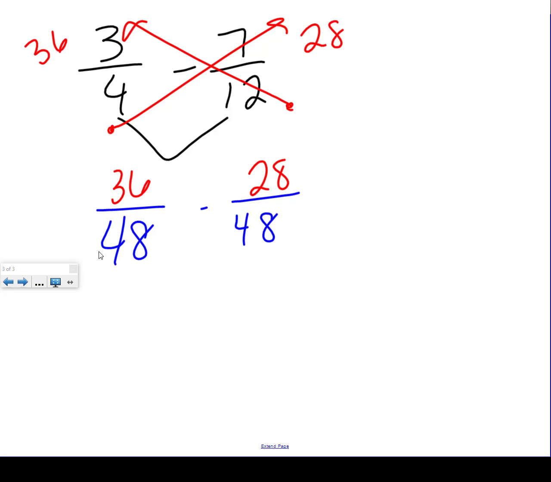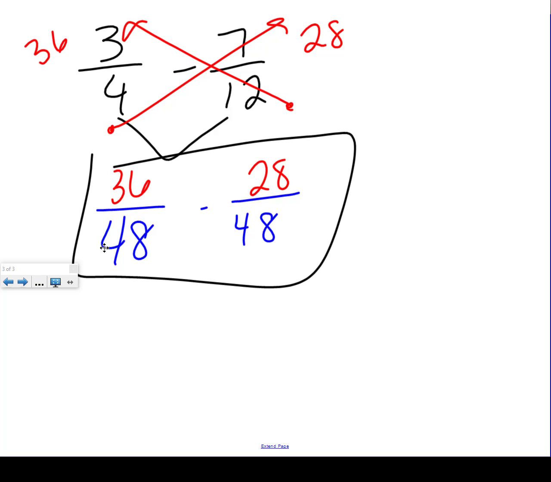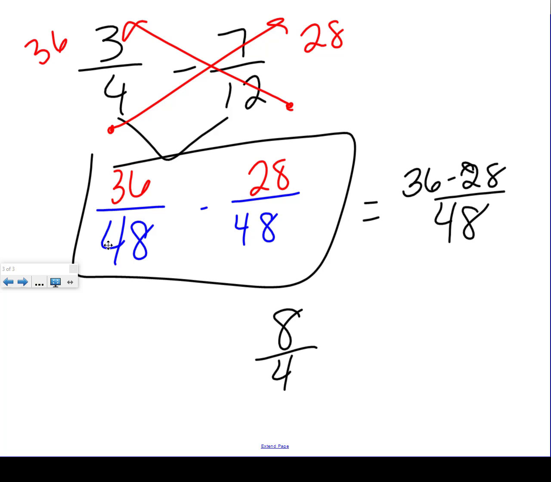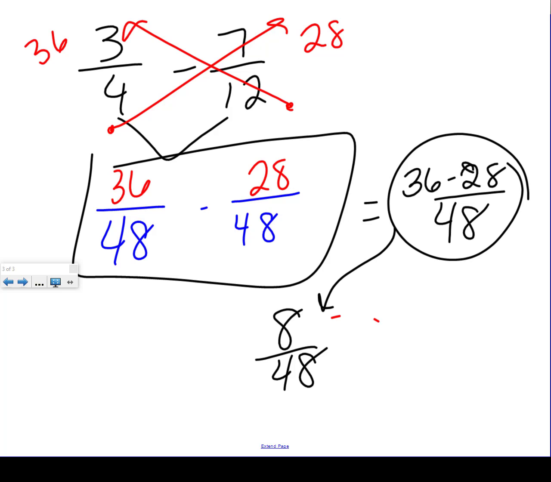And now I have a new problem here with like denominators that I bring straight over, and a subtraction problem, 36 minus 28. Well, 36 minus 28 is 8. It's over the denominator that I had here, right? I just finished this out and got 8 as a numerator. And I know now that I can divide the top and bottom numbers by 8 here and end up with 1/6. Final answer.